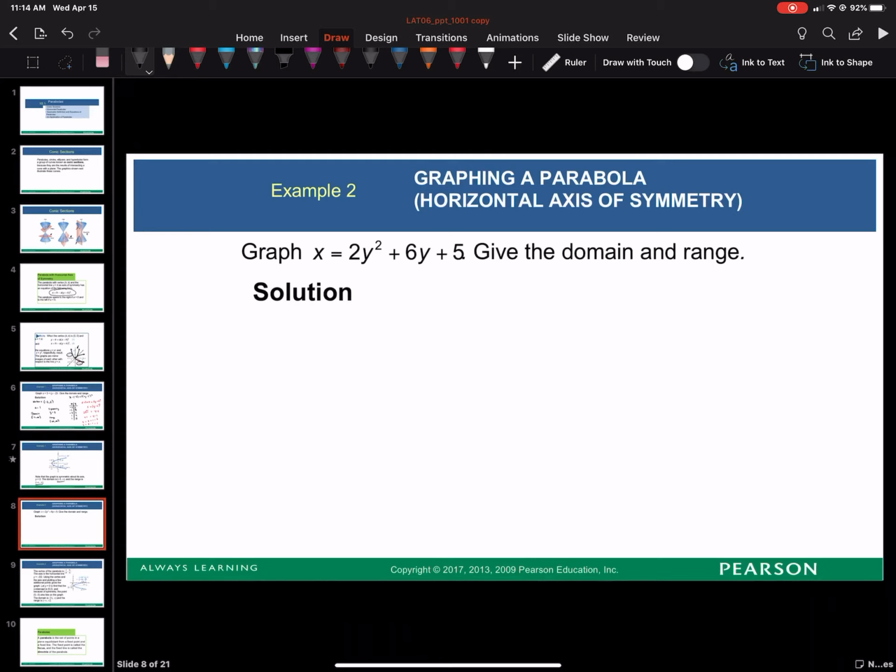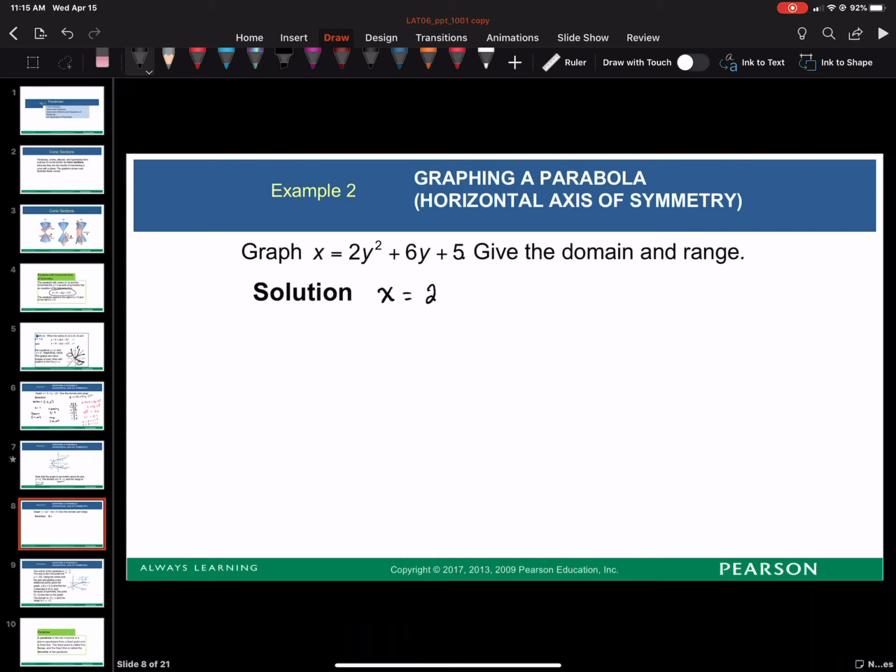All right, let's look at this one. It says graphing parabolas of horizontal axis. It says graph x is equal to 2 times y squared plus 6y plus 5. Now, when we do this one, we have to do it a little differently. We have to go back and find our old math skills that we learned from 171. We're going to have to complete the square. So, if you don't remember how to complete the square, let's go through it.